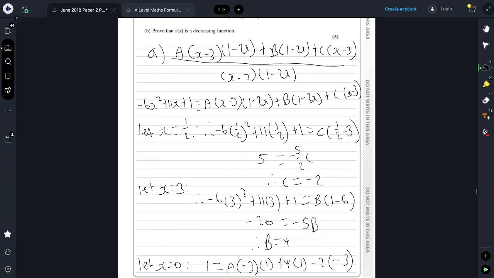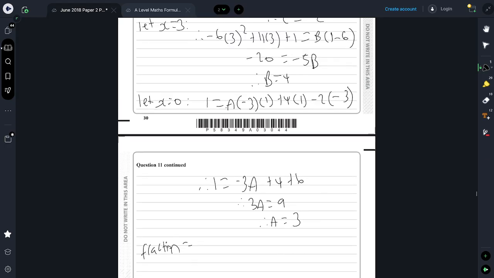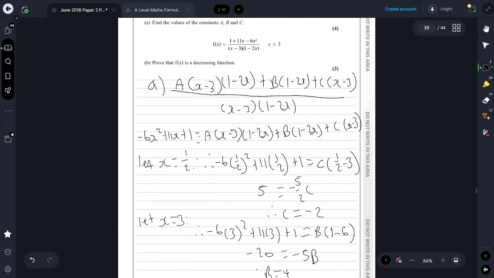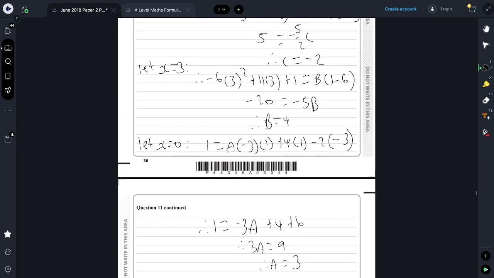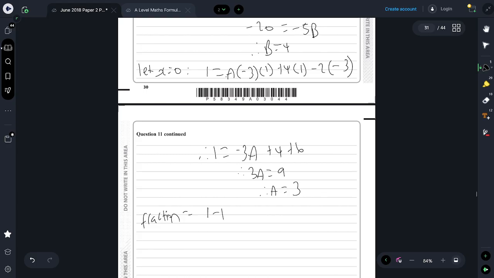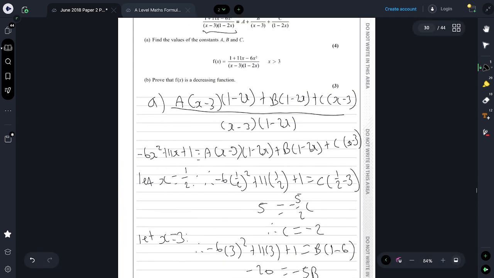So that's part a. Alternatively, you could do algebraic division. So the fraction, to repeat, this is another way of doing it. The fraction then, let's go back, is 1 plus 11x minus 6x squared over, and you're going to need to expand this out, this product here.